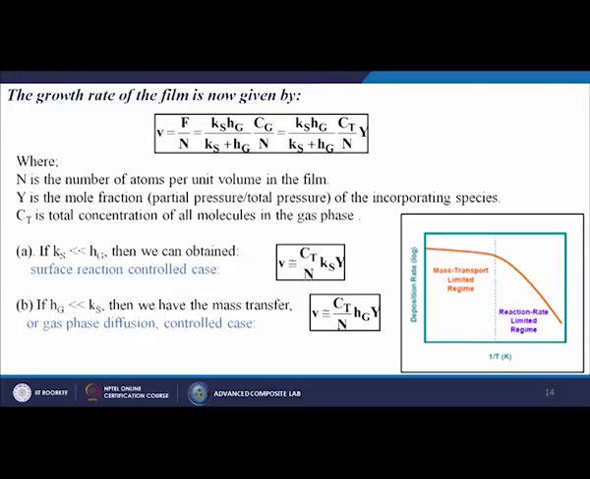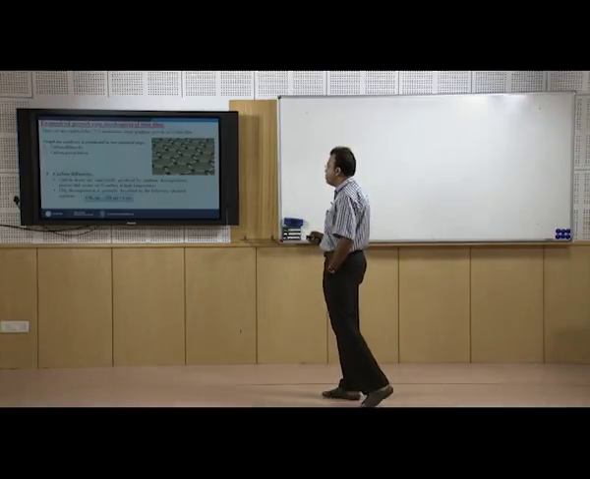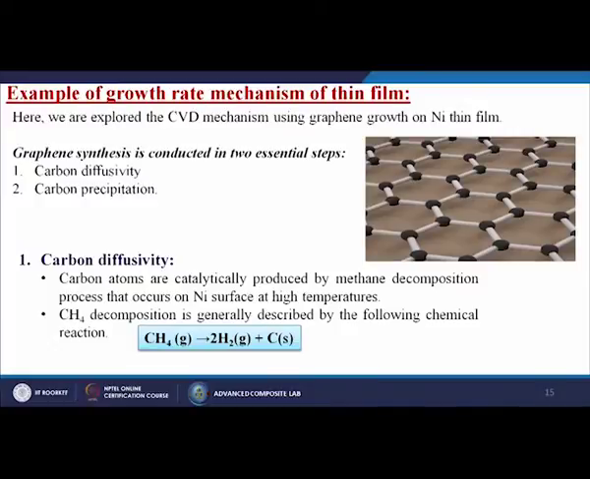So, here this is the mass transport limited regime and this is the reaction rate limited regime in terms of temperature, and this one is the diffusion rate in logarithmic form. So, here first the mass transport is taking place, then slowly the reaction rate is going down. So, by these equations we can easily understand the thin film growth rate onto the substrate itself. So, here we are giving one example of the growth rate mechanisms of thin films by the CVD method, means chemical vapor deposition method.